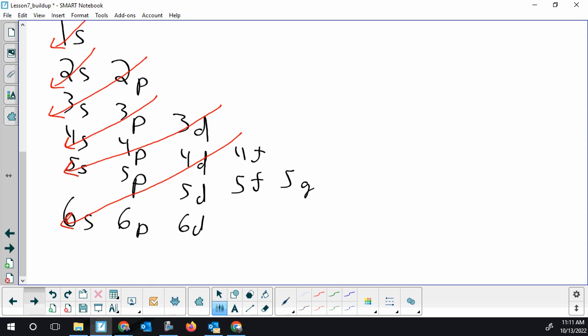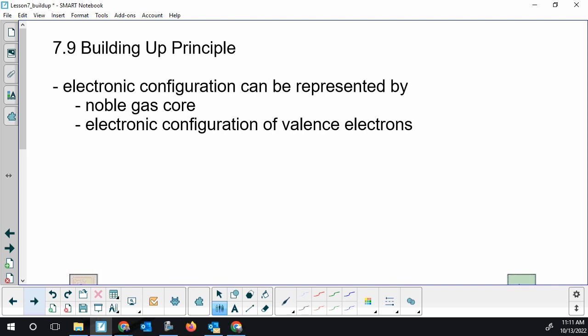Last slide of the day, we've covered a lot of the build-up principle already. Just one more shortcut, simplification. For electronic configuration, you can use the previous noble gas as a core and just build the electronic configuration on top of the noble gas, and make things even quicker and shorter. So I'm going to do sodium, chlorine, and cesium to end.